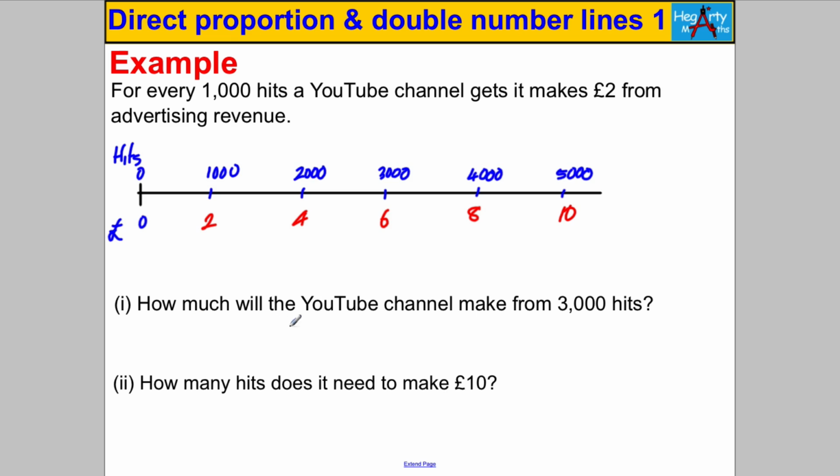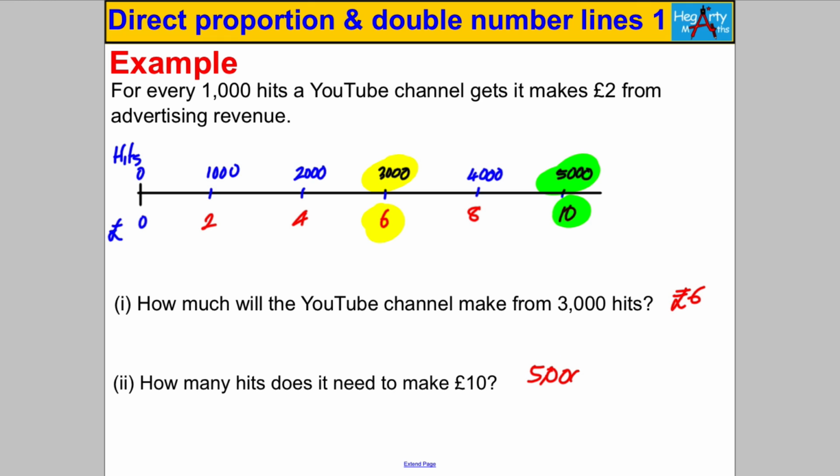Now the question says, how much will the YouTube channel make from 3,000 hits? So I just highlight my 3,000 hits, and it's clearly £6, right? So it's £6, simple like that from here. How many hits does it need to make £10? Well, we've answered that question as well. £10 is going to need 5,000 hits like that, and we're done.